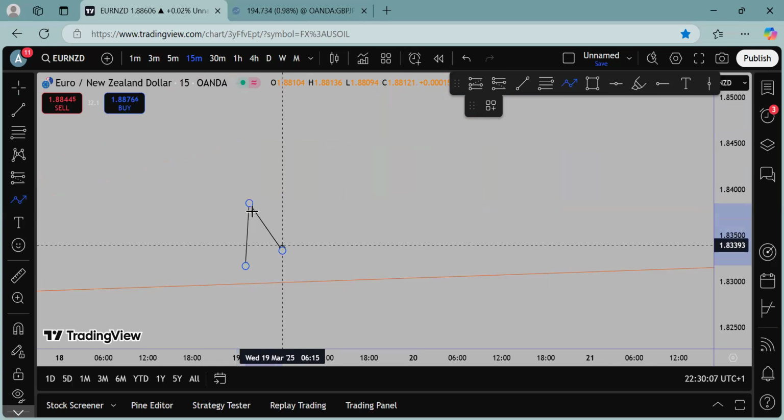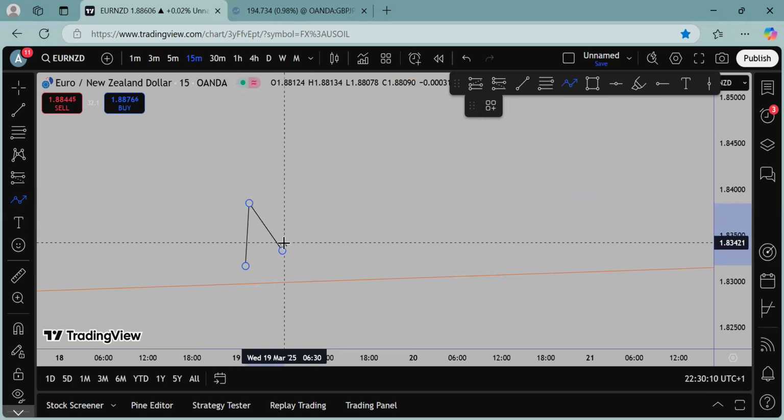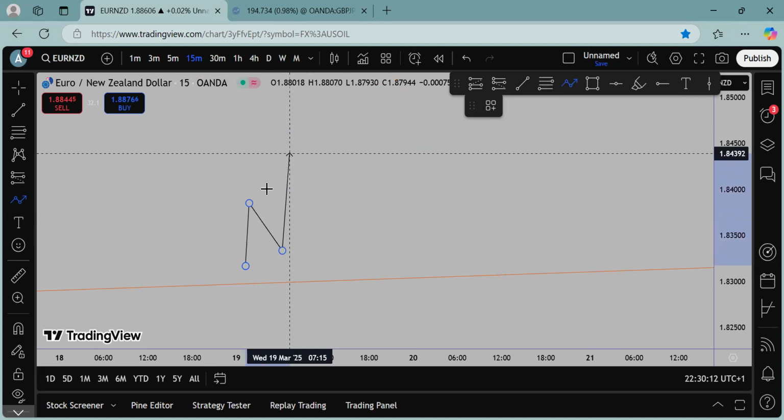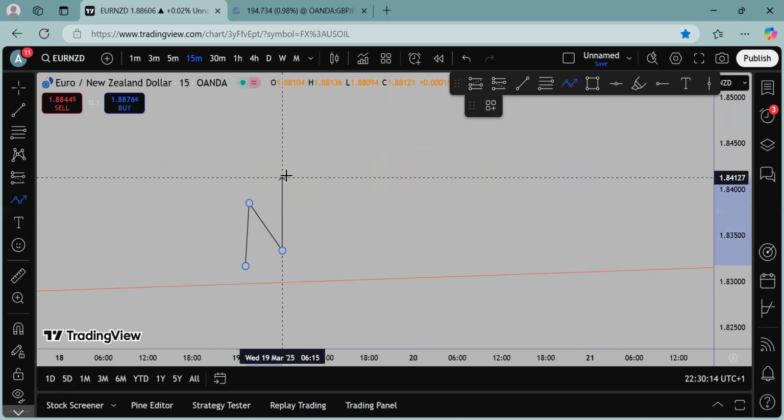So this is another block. Once the market breaks this one, it becomes a mitigated order block. Once the market breaks it like this. We're running out of time now.